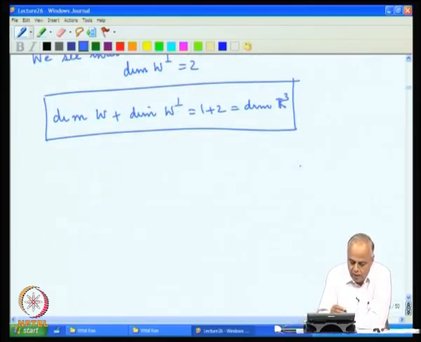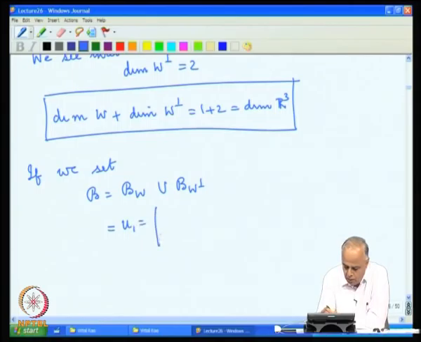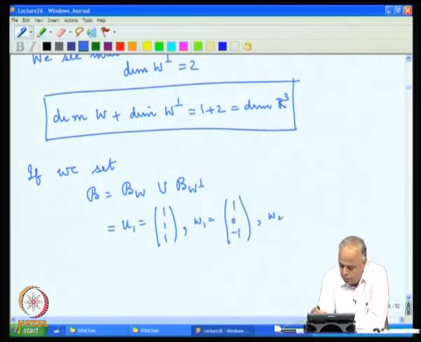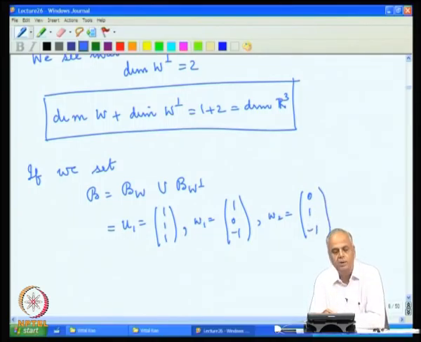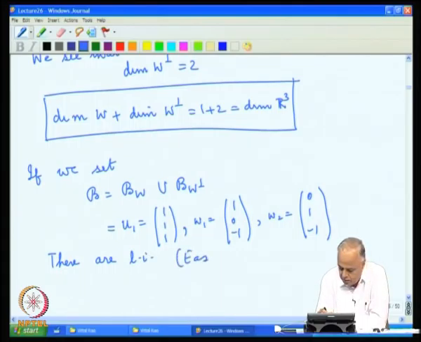We also see that if we set B equal to B_W union B_W perp, we get the vectors u1 equal to (1, 1, 1), w1 equal to (1, 0, minus 1) and w2 equal to (0, 1, minus 1). Now, it is very easy to see that these three vectors are linearly independent. I will just put easy to check.